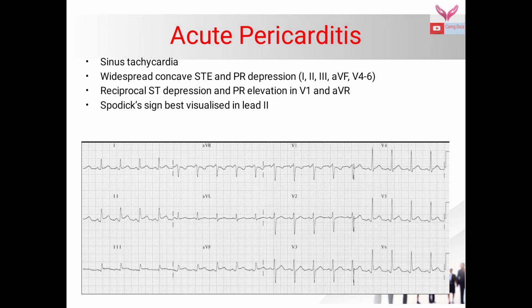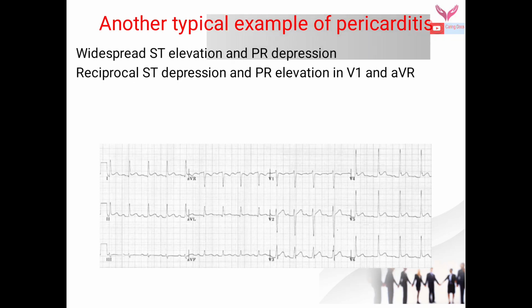This ECG shows sinus tachycardia, widespread concave ST elevation, and PR depression in limb leads and precordial leads, and reciprocal ST depression and PR elevation in V1 and AVR. In lead 2, we can also see the Spodick sign, which I already discussed in my previous videos.